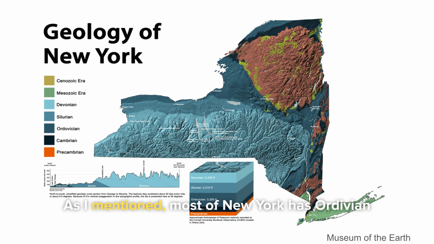As I mentioned, most of New York has Ordovician to Devonian rock exposed at the surface. So, we'll find organisms fossilized from these time periods. What you're looking at here is a geologic map of New York State showing which period can be seen at the surface. So, you can take a minute to locate where you are on this and what period the rock is that is exposed in your area.